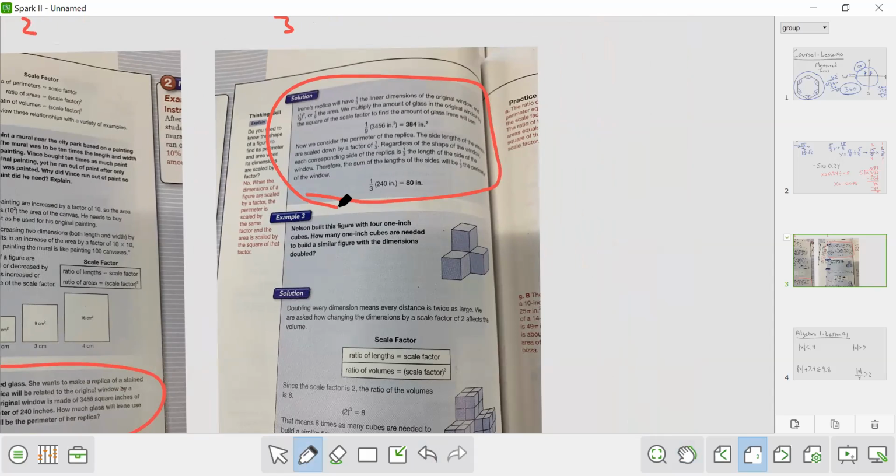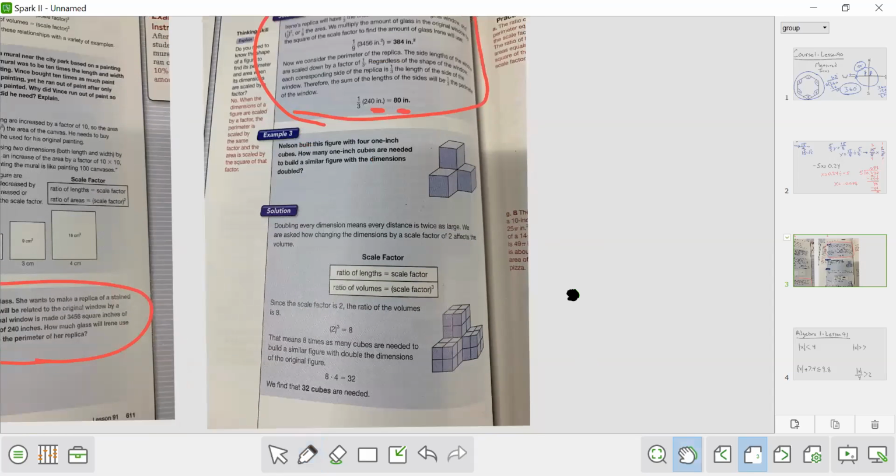So you have to square it. We multiply the amount of glass in the original window by the square of the scale factor. All right? To find the amount of glass. So 1/9 times that is 384 inches squared. 1/3 of the perimeter. Remember, I use 1/3 now because I'm just talking about linear dimensions. 1/3 of the perimeter is 80 inches. All right? So scale factor makes a big difference.